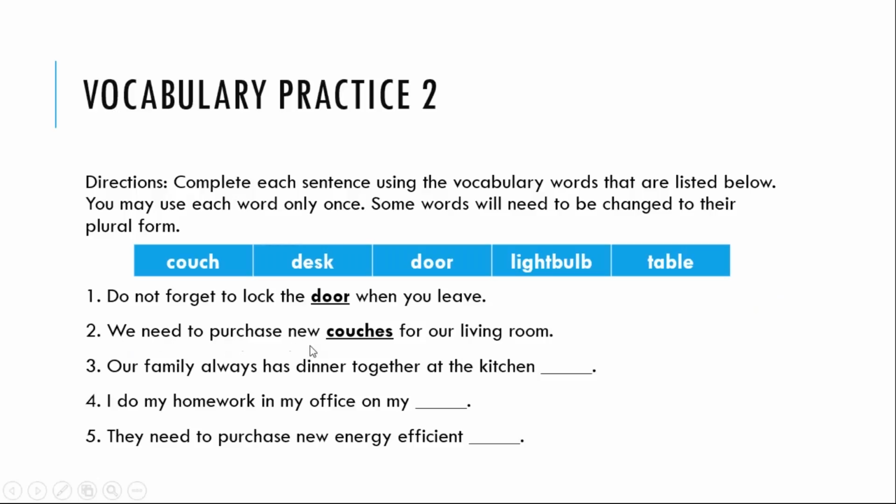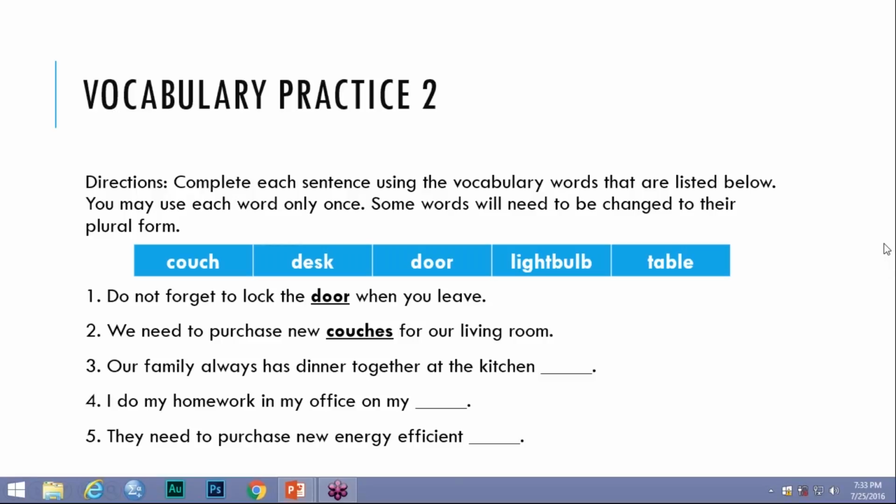All right, let's try number three. Here we go, number three. Our family always has dinner together at the kitchen. What? Very good, very good. All right, good. I got two answers already, and they're sent private. Thank you for sending them privately. I got some other people probably still thinking, trying to get some answers there. And our family always has dinner together at the kitchen. Singular. Table. Table is correct.